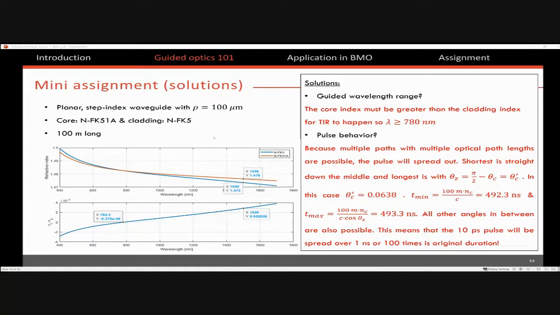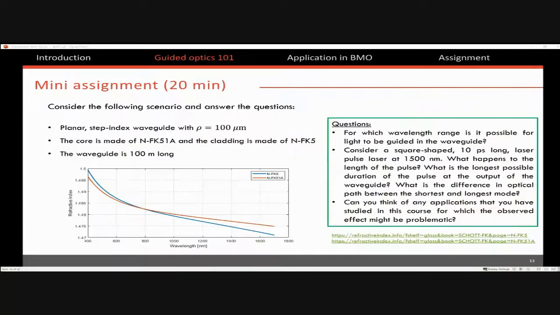So here we're seeing one of the limitations of waveguides. Right. Okay. And so the second part of the question: in the BMO course, can you think of any application where that might be a problem?